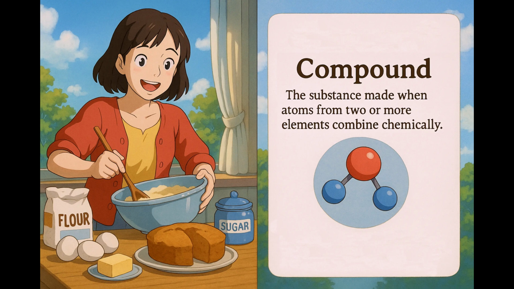In both scenarios, individual components, ingredients, or atoms come together to create a new entity with distinct properties, like a cake or a chemical compound, that is different from any of its individual parts.